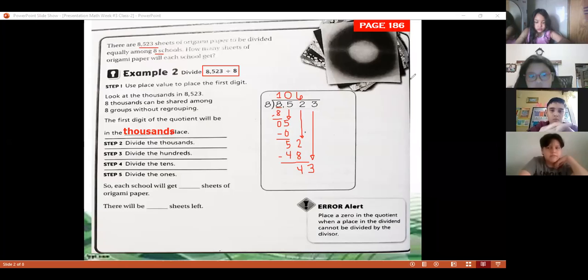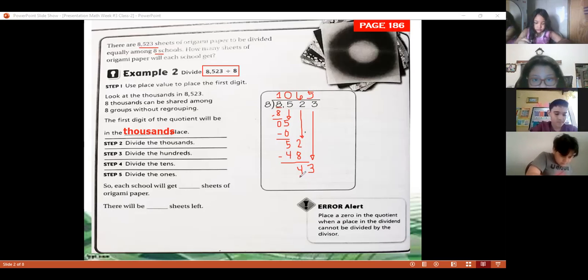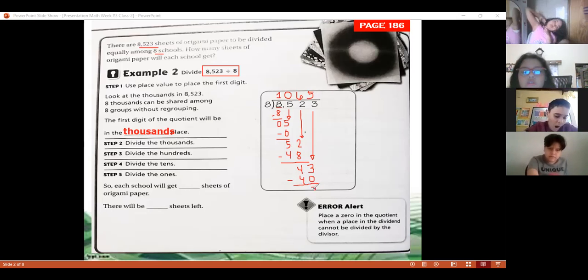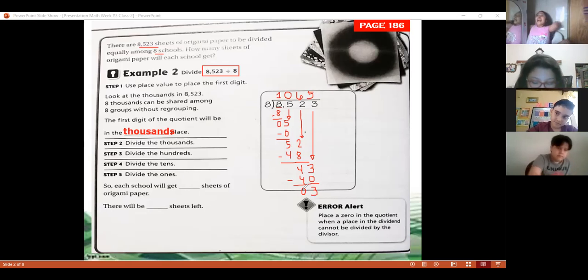8 times 5 is 40. That's right. So we say 8 times 5 it's 40. So we write it down here, 40. So we can subtract 43 minus 40. And it's 3. Because 4 minus 4, right, 0. Excellent. 3 minus 0 is 3. So we have 3 down.